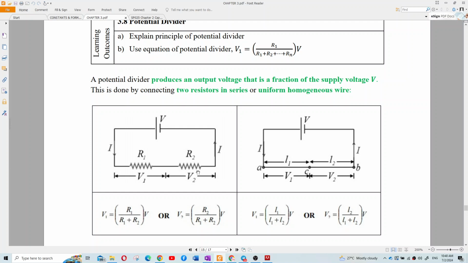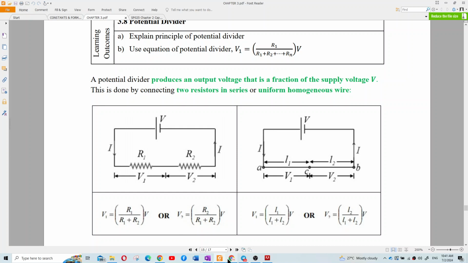This is two resistors in series, or a uniform homogeneous wire. It must be in series, not parallel. Yeah, must be in series. So these are the formulas, how to calculate the voltage. This one you actually just use Ohm's law to derive. Yeah, I showed you before.